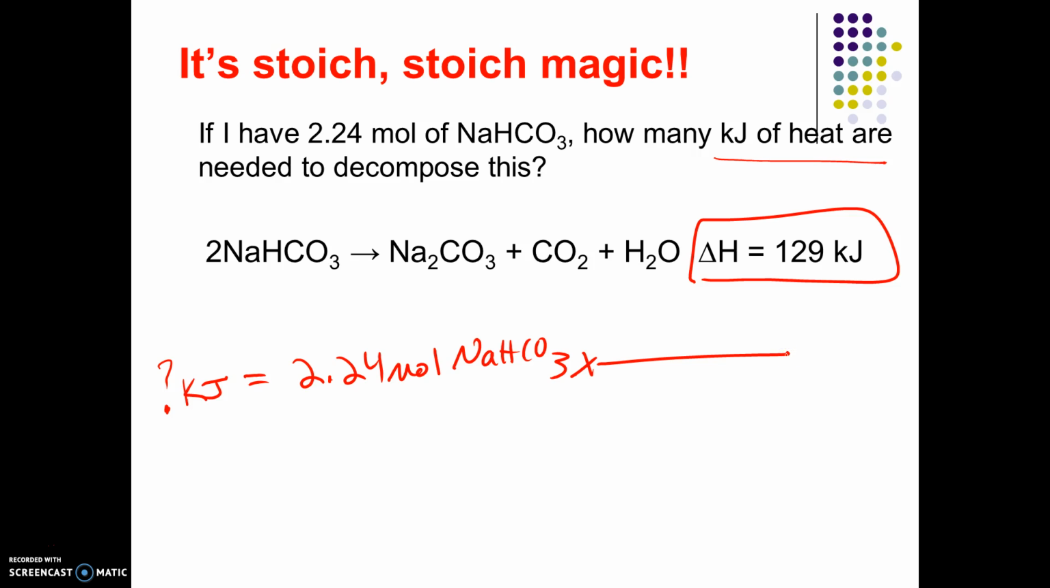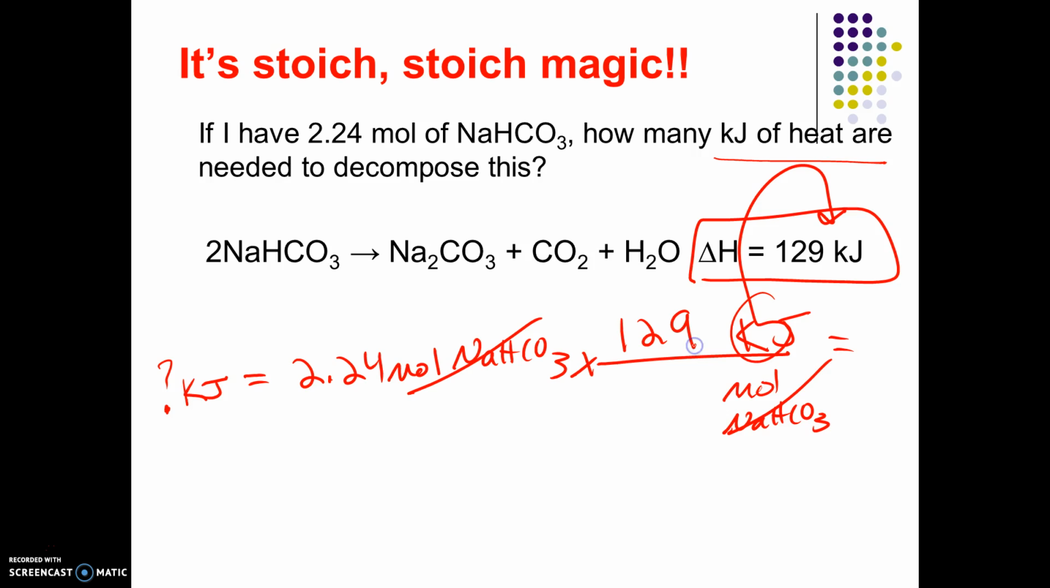This is a mole map problem. I kind of know that because I see a balanced equation. This is probably a good place to go. I'll put moles of NaHCO3 on the bottom, that way they'll cancel. And I'm trying to get to kilojoules, so let's put that on top. So now I've got to look at my reaction. I try to find something that has kilojoules in it. The only place is this number here. So I'm going to put 129 on top.